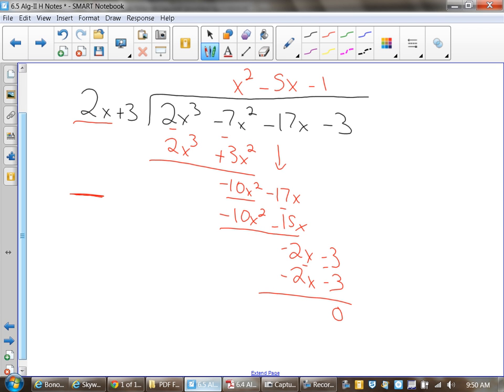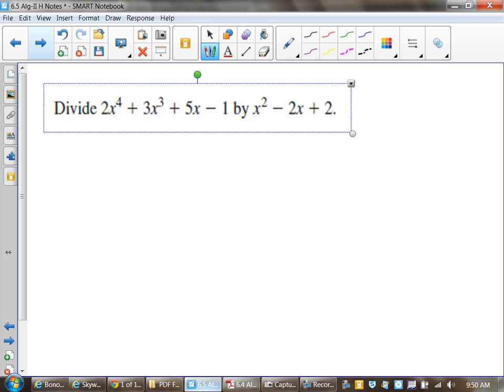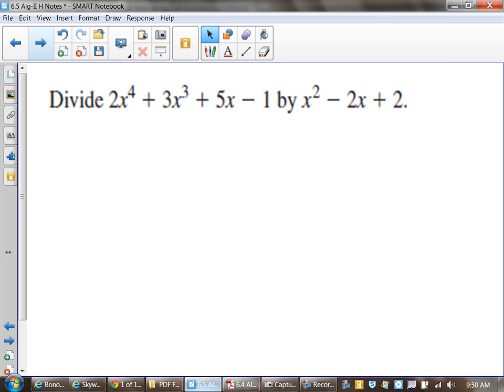What you're asking yourself each time that you do these is, when you write it out, you want to take this value and turn it into this, then this, then this, each time through. And that's eliminating that term to find out your answer. Okay? I'll show you another one. We're going to do this long division again.